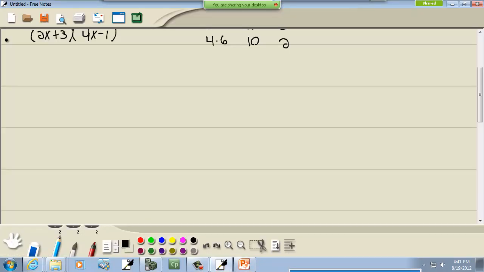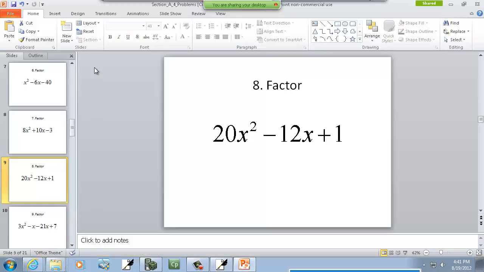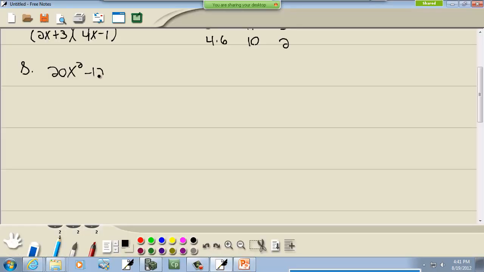Let's look at another one of those. We've got 20x squared minus 12x plus 1. Okay, GCF: there isn't any. Grouping is for 4 or more terms; no, this is 3 terms. PSD doesn't work because there's a number in front of the x squared. Key number: x squared, x, no x, and there's a number in front of our x squared. So we're going to use key number again.